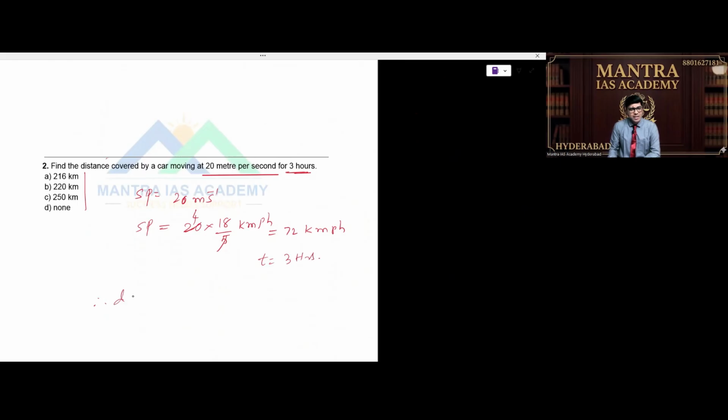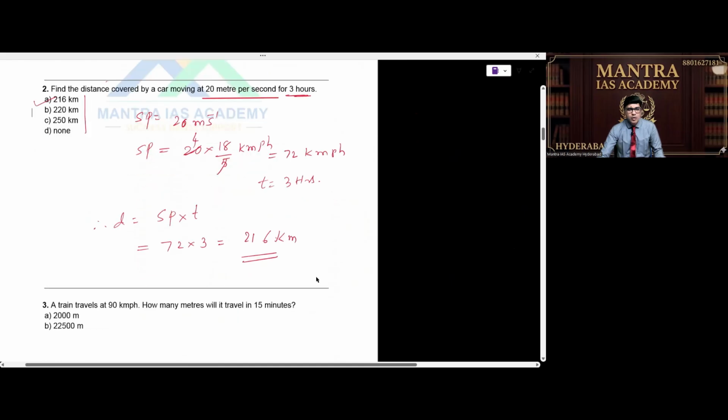Therefore, distance is equal to speed into time. My dear, the time is how much here? It's 72 automatically into 3, beta. 3 twos are 6, 3 sevens are 21, so 216 kilometers. That's, of course, option A, beta. Then this is the style. Go to the third question.